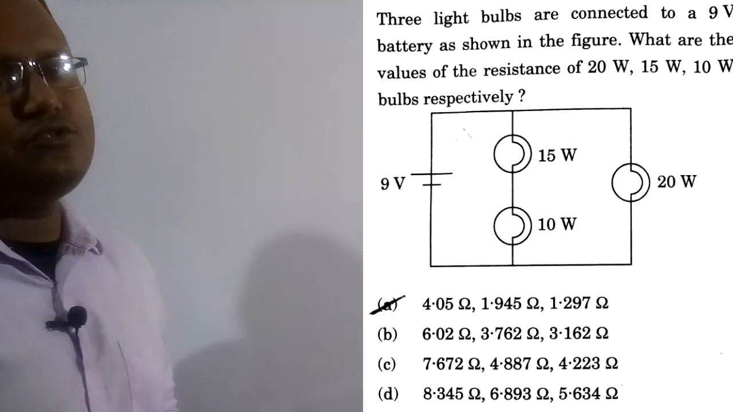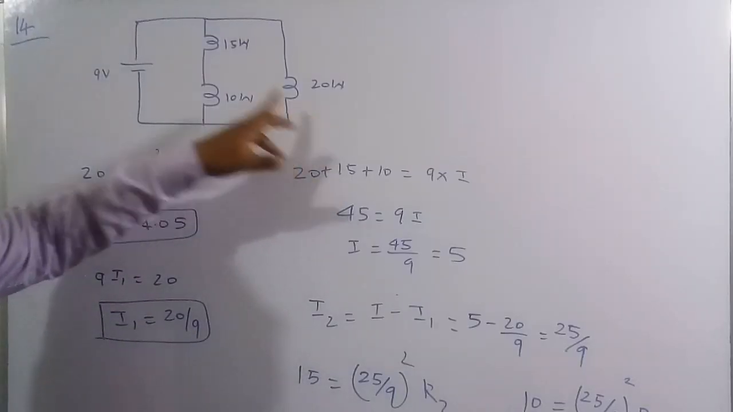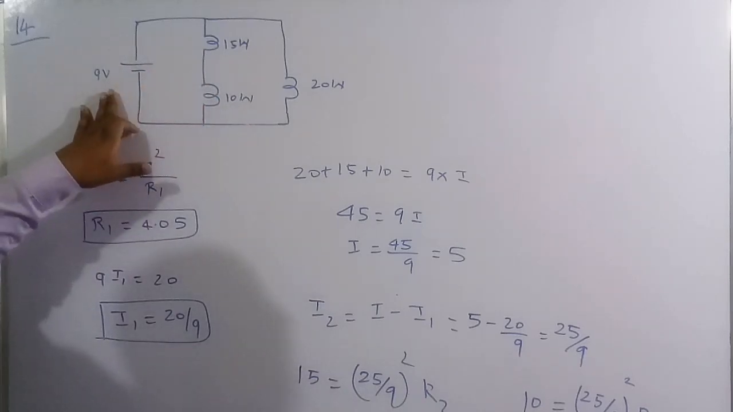Option A is the correct solution of this question. So let's solve this numerical. This is the circuit which is given in the question. Here there is a 20-watt bulb, a 15-watt bulb and a 10-watt bulb, and there is a 9-volt source.